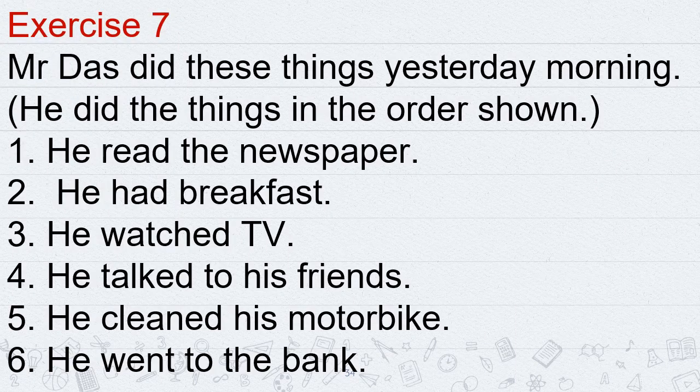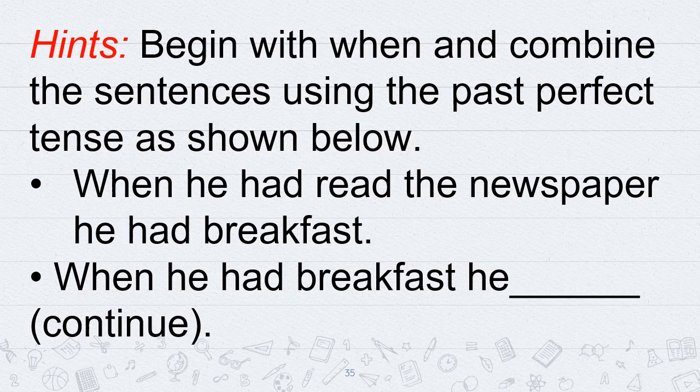Now, this is exercise number 7 of your book. Mr. Das did these things yesterday morning. He did the things in the order shown. He read the newspaper. He had breakfast. He watched TV. He talked to his friends. He cleaned his motorbike. He went to the bank. Then what you have to do in this exercise is begin with when and combine the sentences using the past perfect tense as shown below.